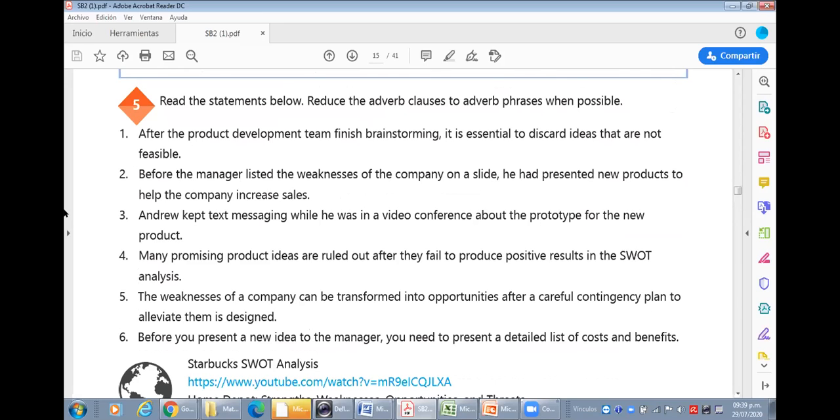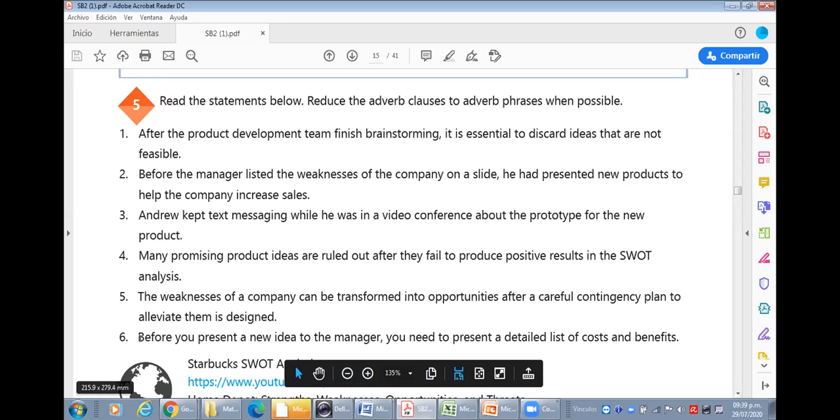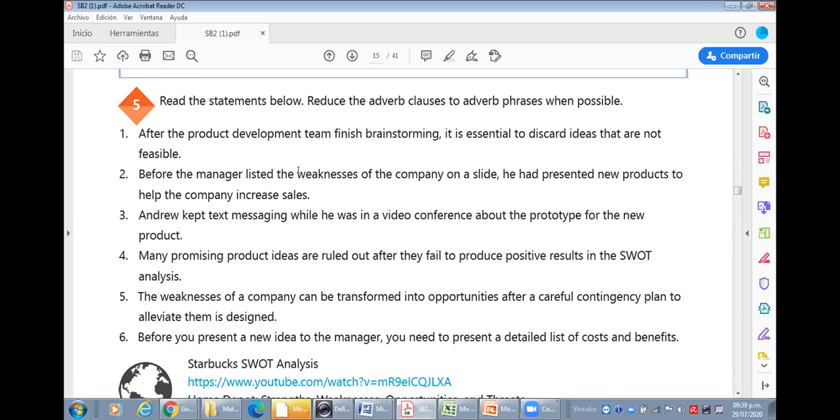Now, you are going to decide if we can make a reduction or not. And if we can make the reduction, we are going to do it, okay? You are going to do number one with me, and 2, 3, 4, 5, and 6, you are going to do it in pairs. I want you to work. Number one is okay.